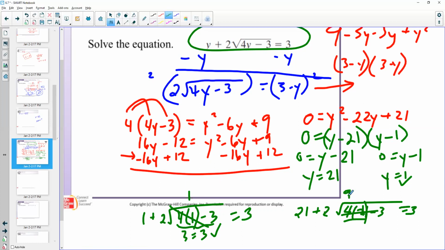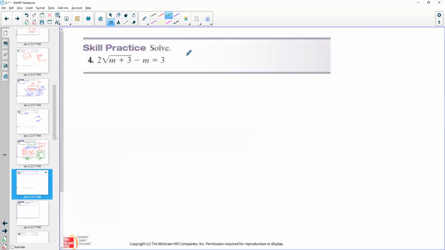18 plus 21 is not remotely 3. So this one doesn't work. So this one is not an answer to my problem. Okay? We're going to do this one together. Let's try it. So let's see.